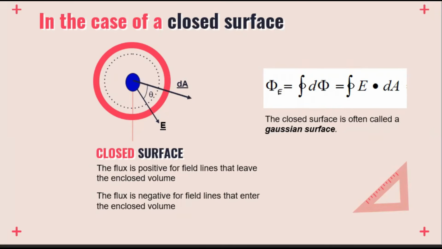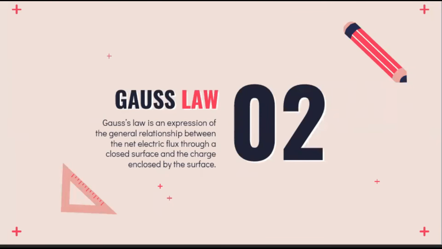Now, nabanggit natin yung Gaussian surface. Okay, this Gaussian surface is derived from Gauss law. So this law states that this law is an expression of the general relationship between net electric flux through a closed surface and the charge enclosed by the surface. Okay, so para mas madali nating maintindihan, let's take a look at this diagram.